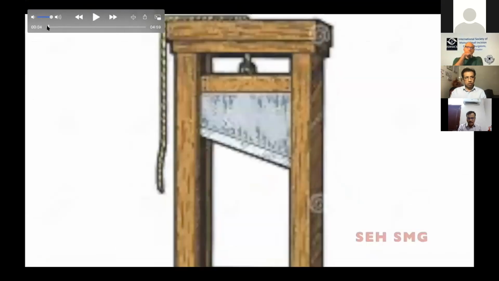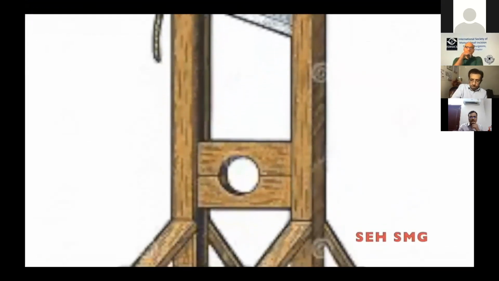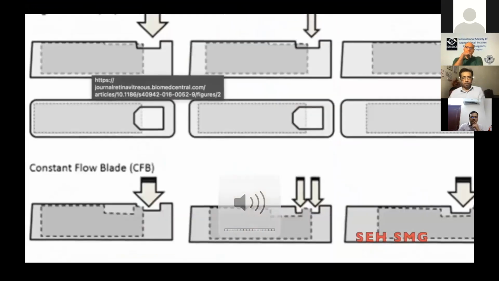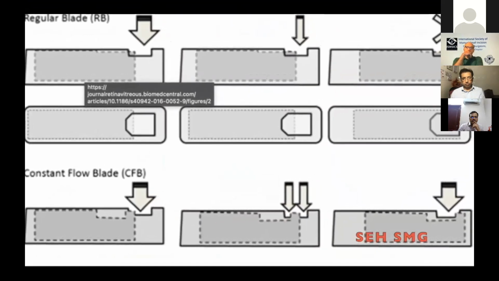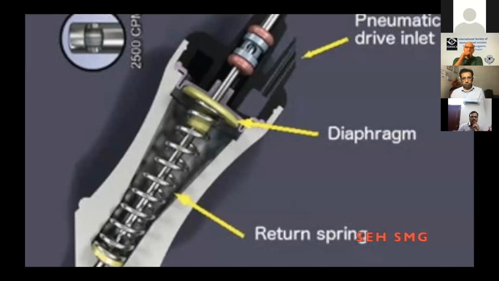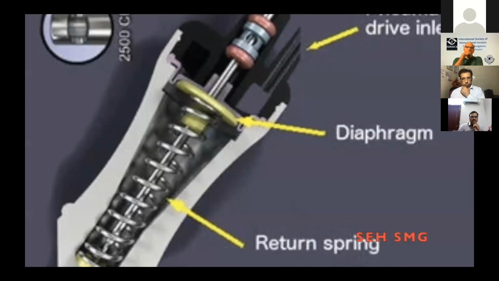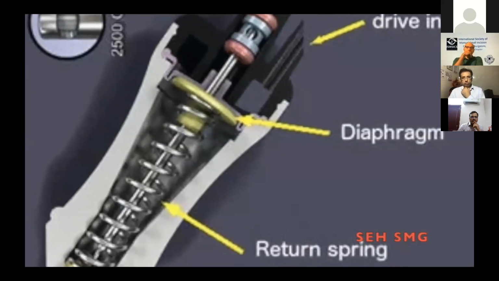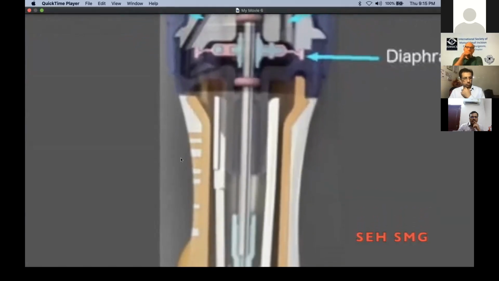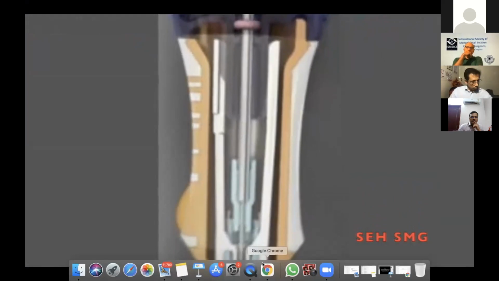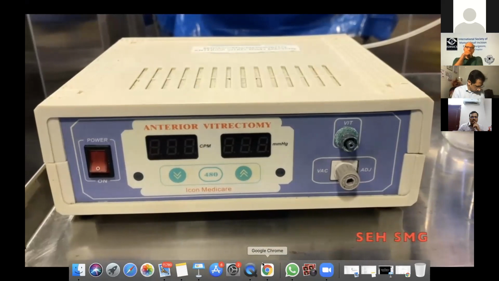Vitreous cutters are based on the guillotine principle. When the vitreous gets engaged in the cutter, it gets cut into small pieces and makes aspiration easy. When you see inside, there is a spring which is moved with the help of an air pulse, and the blade moves to and fro. There are modifications of these cutters where there is no spring, but there is an air pulse for the forward movement and backward movement of the cutter.